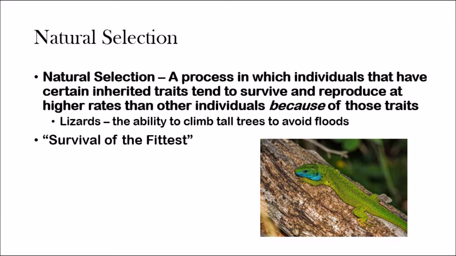It's where you have an individual with an inherited trait, and because they can survive and reproduce at higher rates than other individuals, the whole population itself is going to see this new trait form. And another way of looking at natural selection is survival of the fittest. So meaning that the organism which is most adapted for its environment is the one that's going to survive and reproduce, and the ones that are not are going to be the ones that don't survive.